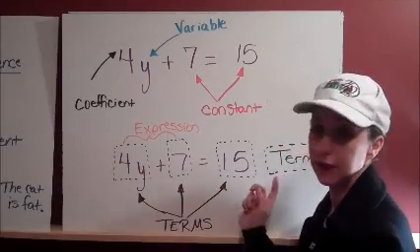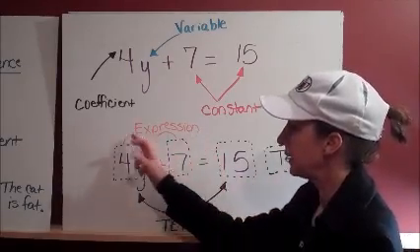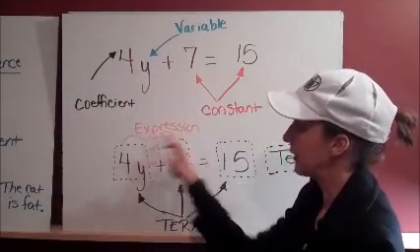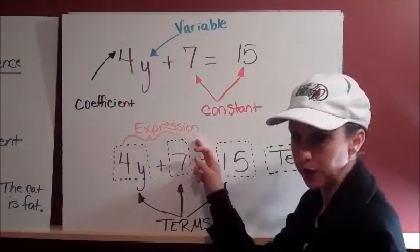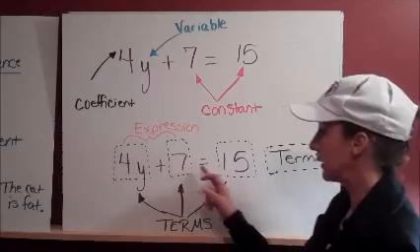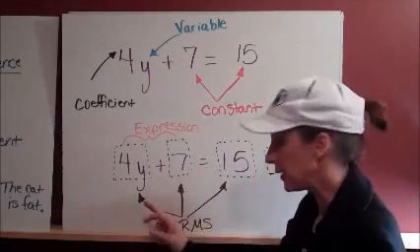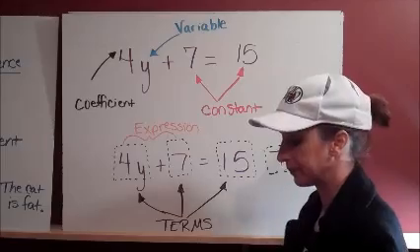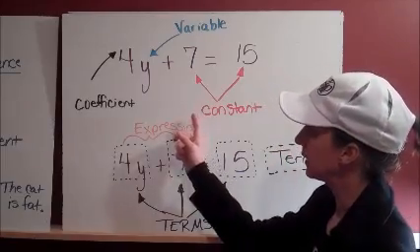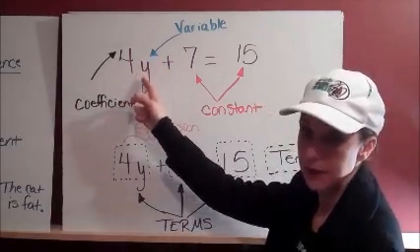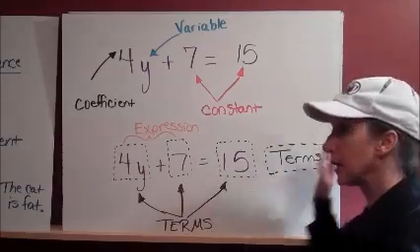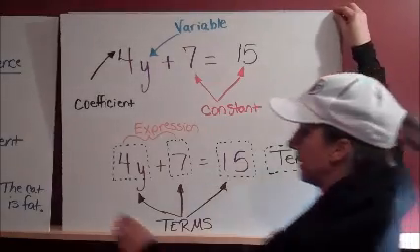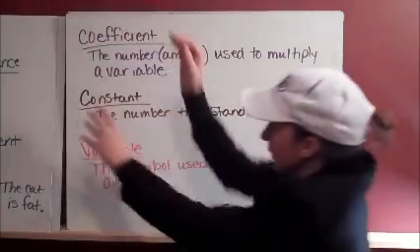This exact same thing is rewritten here because these two together, 4y plus 7, is an expression. 4y plus 7 equals 15 is an equation. And these three things are called terms. So constants and coefficient combinations can be terms. Let's look at it a little bit of a different way.